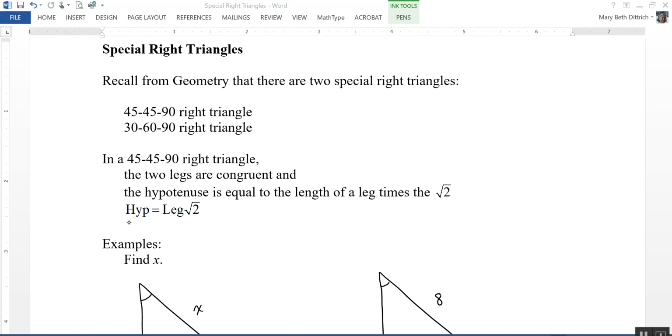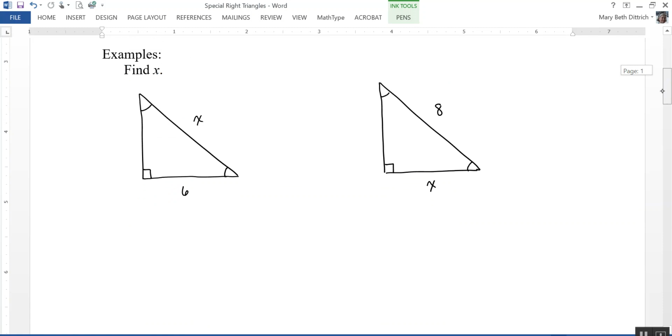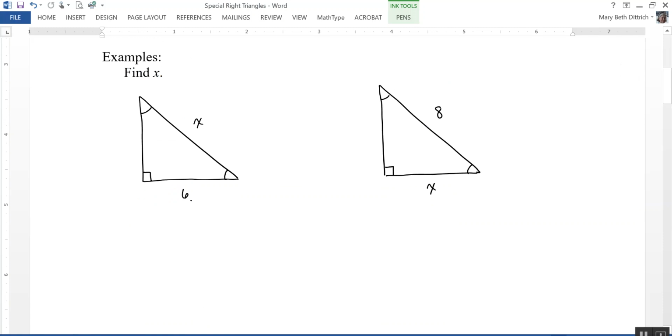Here's a little formula I've come up with: hypotenuse equals leg times the square root of 2. Let's take a look at a couple examples here. For the first one, the length of a leg is 6, and I don't know what the hypotenuse is. So using my formula, hypotenuse equals leg times the square root of 2, I substitute in x for the hypotenuse and 6 for the leg, times the square root of 2. So the length of the hypotenuse is 6 square root of 2.